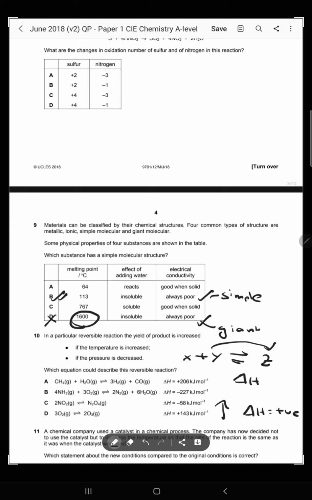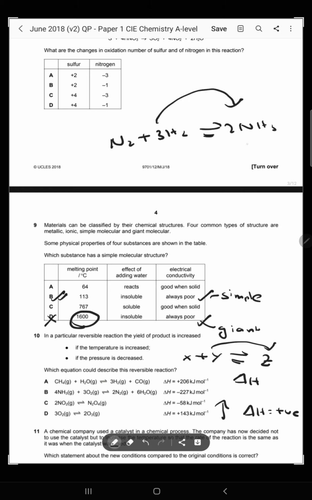Del H is positive. If the pressure is increased, the yield of product is increased. Whenever gases are involved and the pressure is increased, the reaction moves from the side with more gases to the side with fewer gases. So in an example like this, N2 plus 3H2 is 2NH3, if you increase the pressure, the equilibrium is going to move to the right.